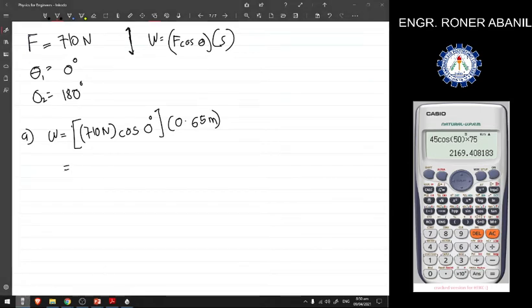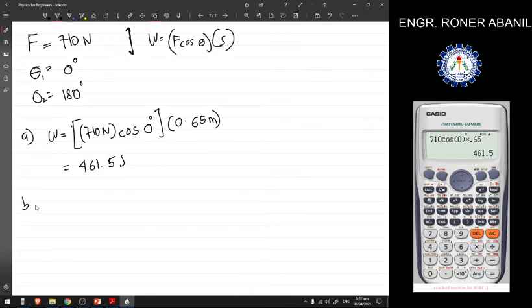So, calculator muna tayo. Mangyayari dito ay 710 cosine 0 multiply by 0.65. And ang sagot dito is 461.5. This is Newton meter. Okay? Or Joule. Okay? This is Joule. Ayan.